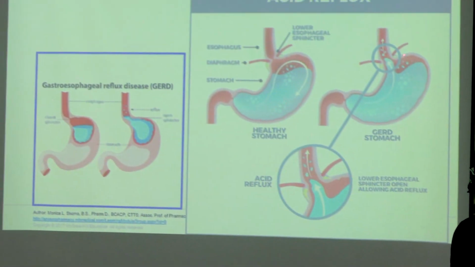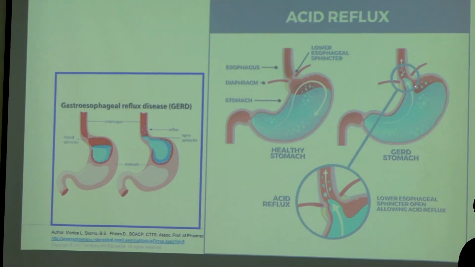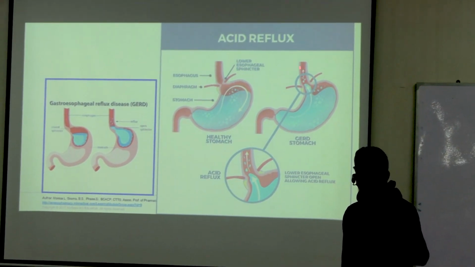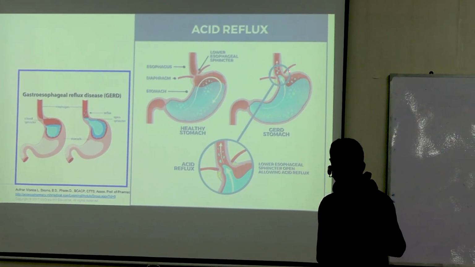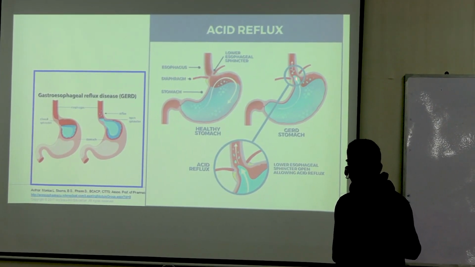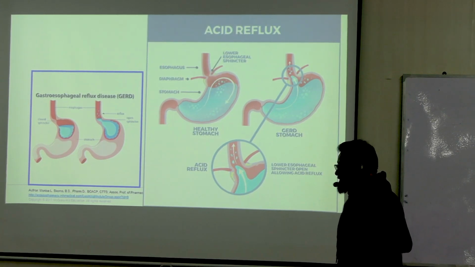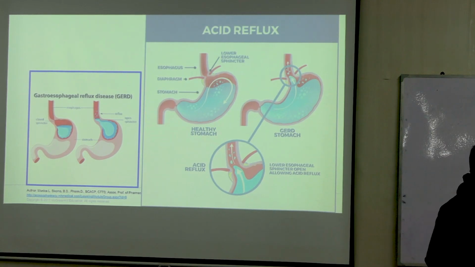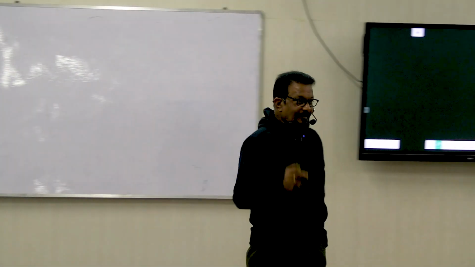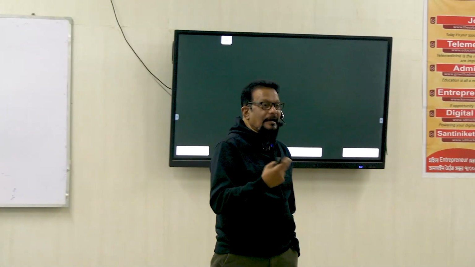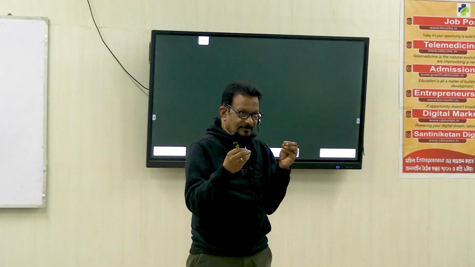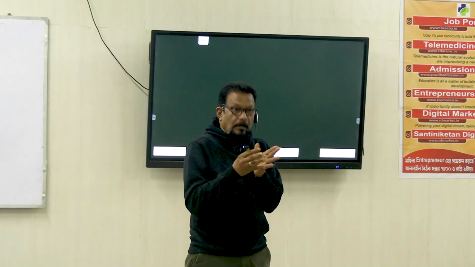So see what happens. This is stomach and this is esophagus, and this is the diaphragm. There is a hole in the diaphragm, through which the esophagus passes. At this junction, there is a sphincter, the lower esophageal sphincter. Mainly, the cause of GERD is malfunctioning of this sphincter, a lowering of pressure.